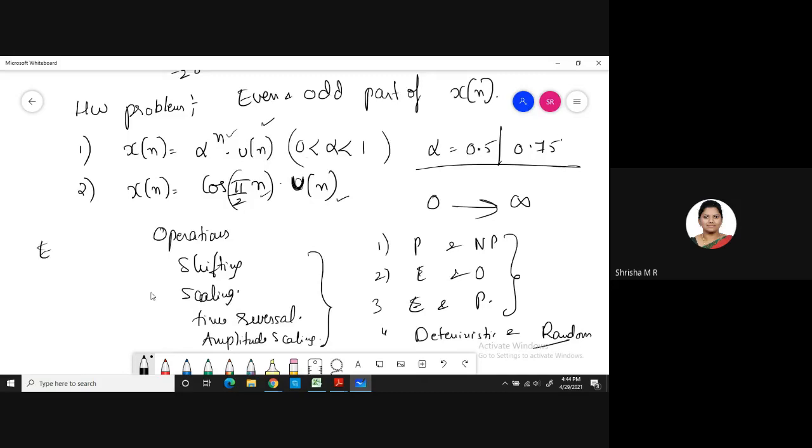Then we have seen elementary signals. We have seen unit step, U of t or U of n, unit ramp, R of t or R of n, and we have seen the impulse signal, delta of t or delta of n. Based on these, we have solved all the problems. So anything if it's remaining, we'll solve it in tomorrow's class.